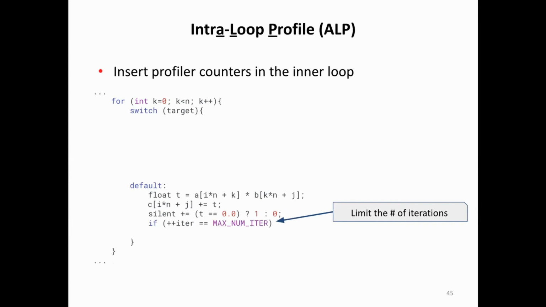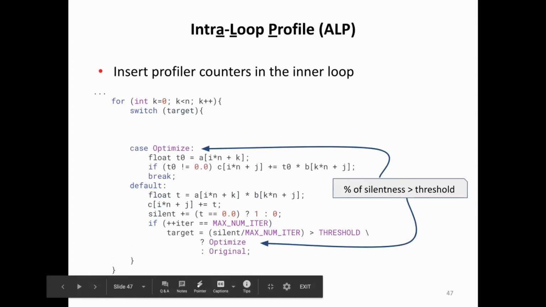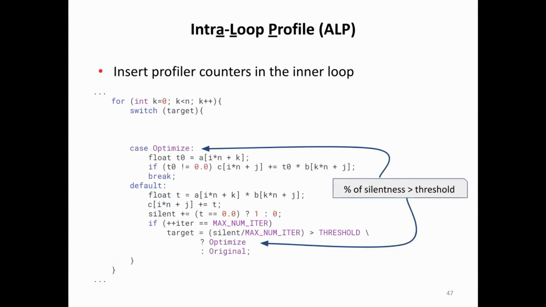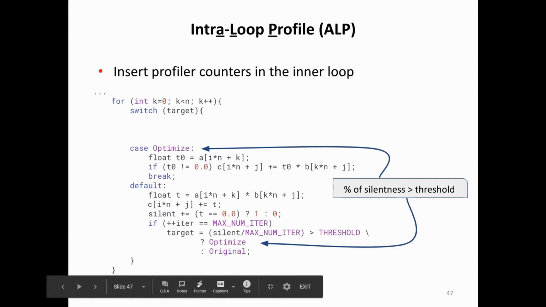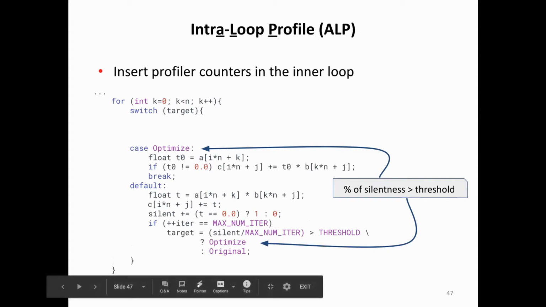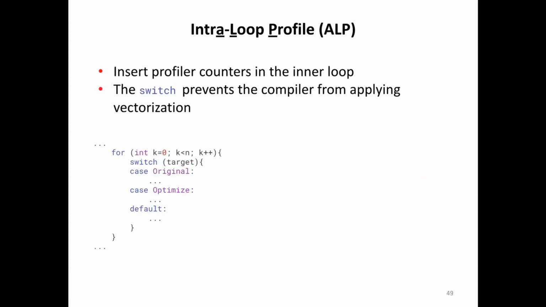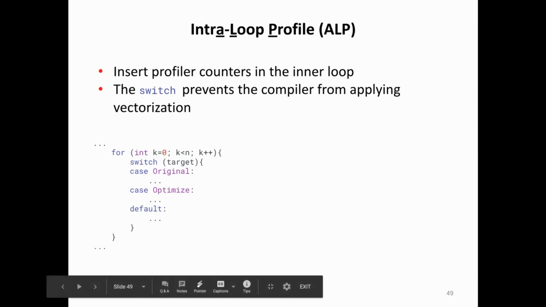We limit the number of executions for this default target. And if the silent divided by this number of iterations is greater than a threshold, we will execute, after this number of iterations, this optimized branch, which contains if conditionals. Otherwise, if this silent threshold is smaller than the threshold, you just execute the original source code. Adding the switch here with those cases will still prevent the compiler from applying vectorization.